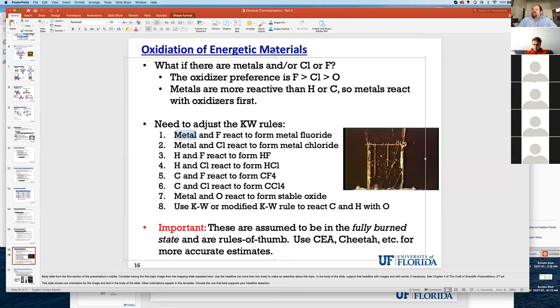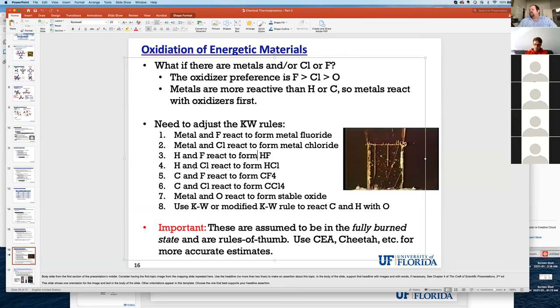So first, since the metals and the fluorine are the most reactive, first the metal and the fluorine will react to form a stable metal fluoride. Again, those stable metal fluorides are available in the table that I showed on Wednesday. Then if there's any metal left and you have chlorine atoms, those react to form a stable metal chloride. Then here the rules get a bit more fuzzy, but I see more often that after you consume all the metal, if there's any fluorine or chlorine available, they will preferentially react with the hydrogen first. So step three would be that the hydrogen and the fluorine react to form hydrogen fluoride. Then if there's any chlorine and hydrogen left, those react to form HCl, and so on and so forth.